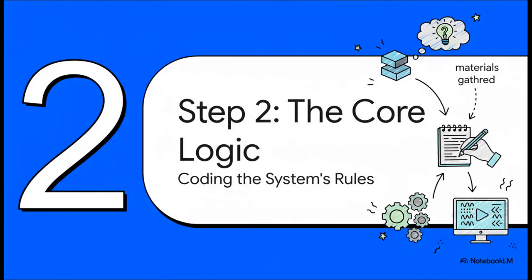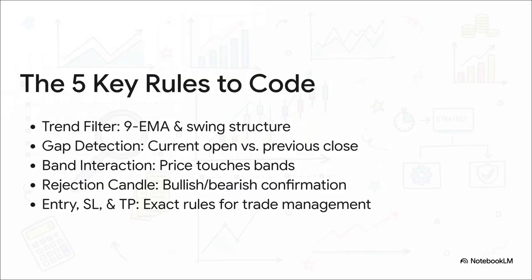Okay, so we've got our materials. Now it's time to translate our idea into a super precise set of instructions. This is the part where we turn that what if into a strict, repeatable set of rules that a computer can follow perfectly thousands and thousands of times over. The key here is to leave zero room for ambiguity. You've got to break the strategy down into its core components. For our gap reversal system, that means coding 5 key things.